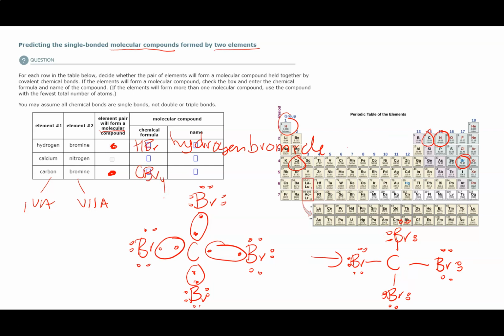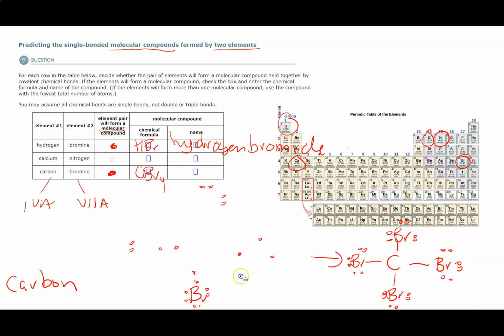And the name of it, we give the name of the first element unaltered, so that's just carbon. Then we give the name of the second element, but we're going to change the ending to -ide. So it's going to be bromide. And if you're uncertain of the stem names, remember that there's a list of them in your textbook.